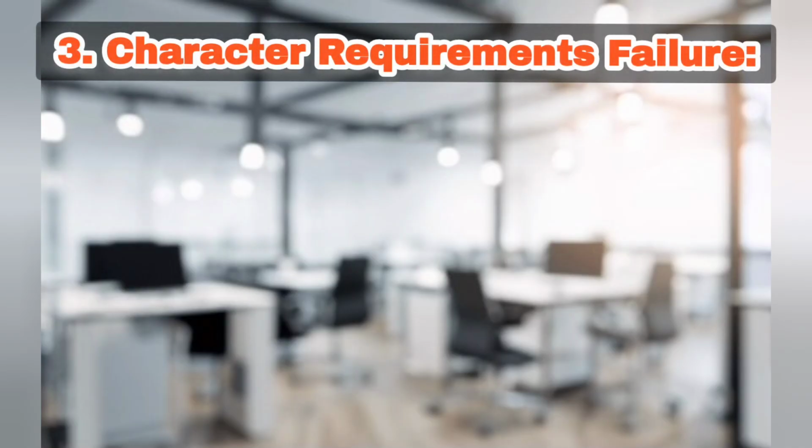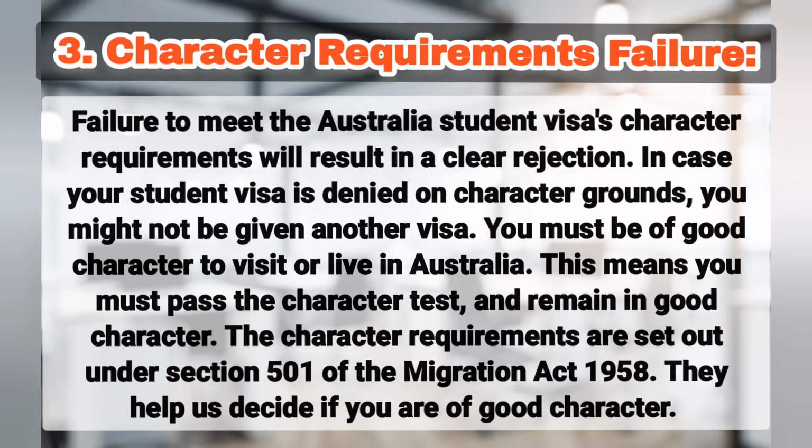3. Character requirements failure. Failure to meet the Australia student visa's character requirements will result in a clear rejection. In case your student visa is denied on character grounds, you might not be given another visa. You must be of good character to visit or live in Australia.